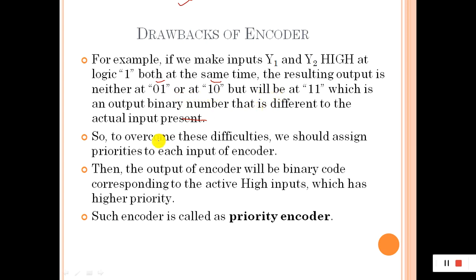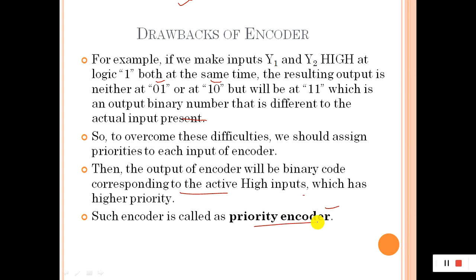It will be 1,1, which is equivalent to 3. So to overcome these difficulties, we should assign priority to each input of the encoder. This happens because the encoder gets confused about which input to consider. To avoid such problems, priority should be assigned. Then the output of the encoder will be the binary code corresponding to the active high input which has the highest priority. When we give priority to the inputs, it gives the output as per the higher priority. Such an encoder is called a priority encoder.